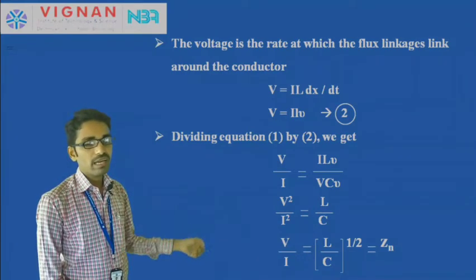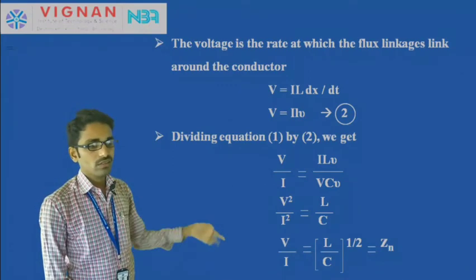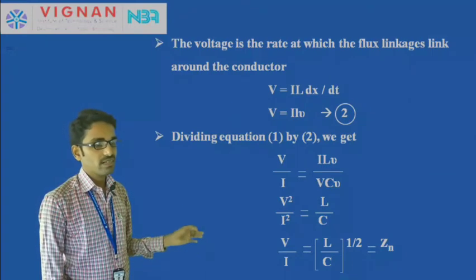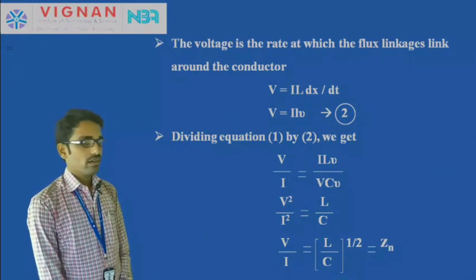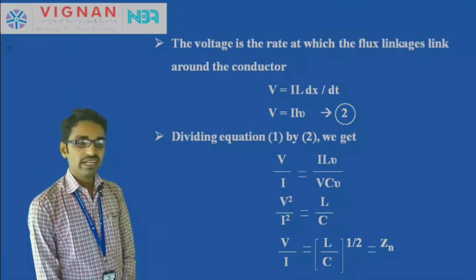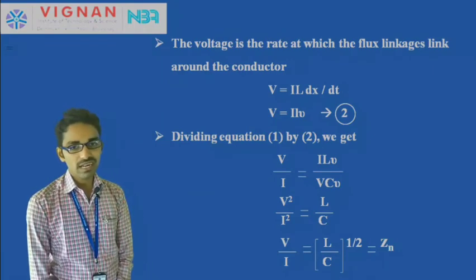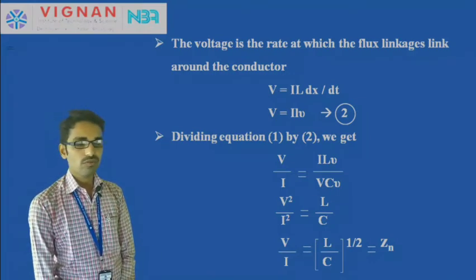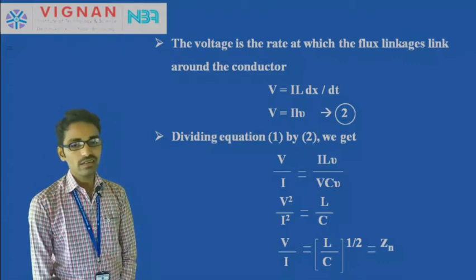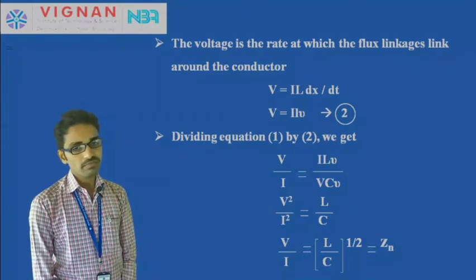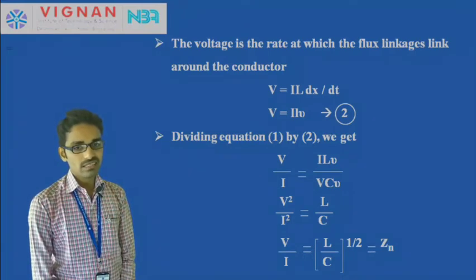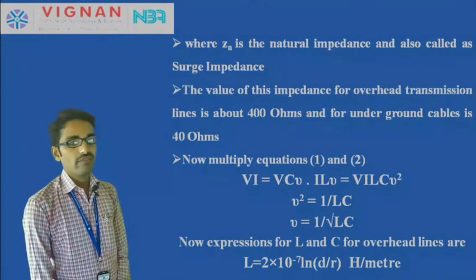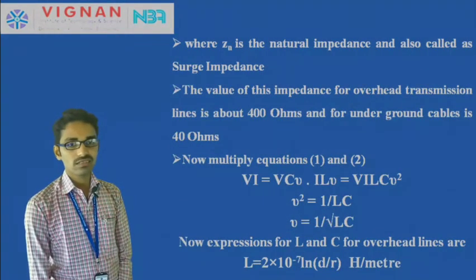If I take V by I, the square root of L by C, you are going to get Zn, which is nothing but the natural impedance of the line. It is also called the surge impedance of the line, or the characteristic impedance of the line. So, when the travelling waves travel along the line, that Zn value is the characteristic impedance, natural impedance or surge impedance of the line, equal to the square root of L by C.